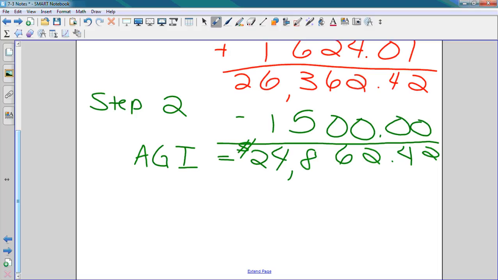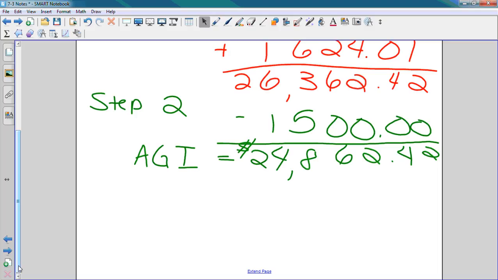Now that is not the same thing as taxable income. That is the adjusted gross income. They're two completely different things. We're going to talk about taxable income next. Before you find taxable income, you get to take out deductions and exemptions, and we're going to talk about deductions first.